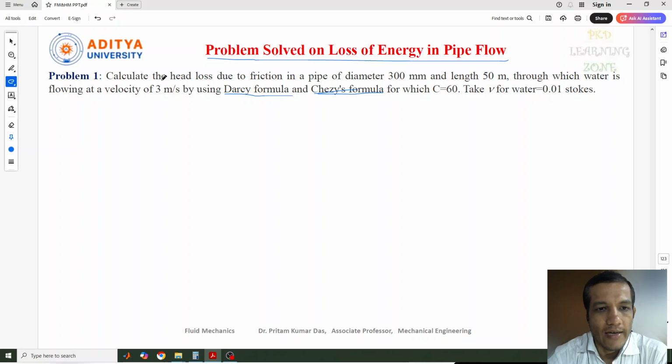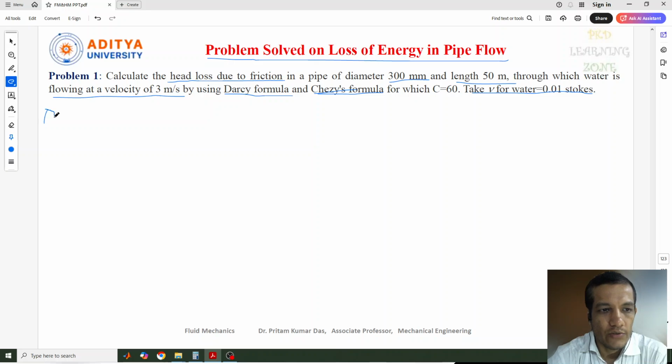The question is: calculate the head loss due to friction in a pipe of diameter 300 millimeter and length 50 meter, through which water is flowing at a velocity of 3 meter per second, by using Darcy formula and Chezy's formula, for which C equal to 60, and take nu for water equal to 0.01 stokes. So this is kinematic viscosity. The question is very simple. We need to find out the head loss.